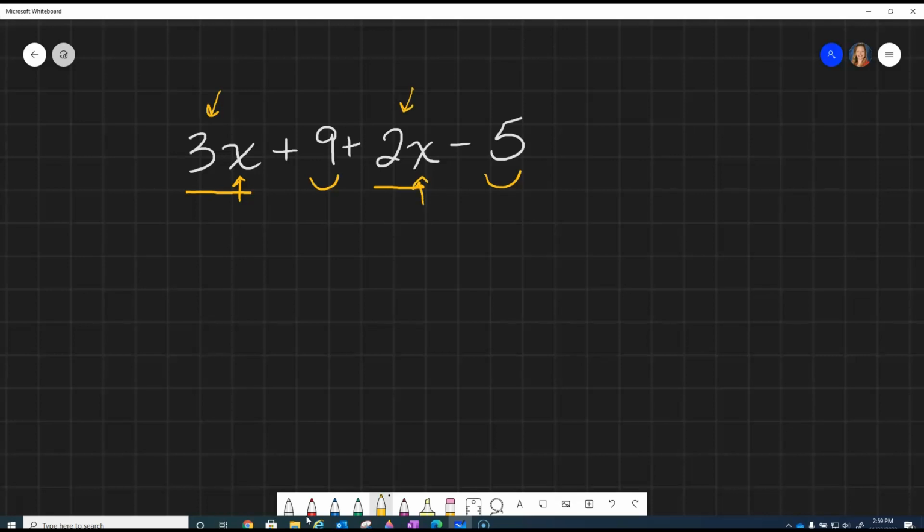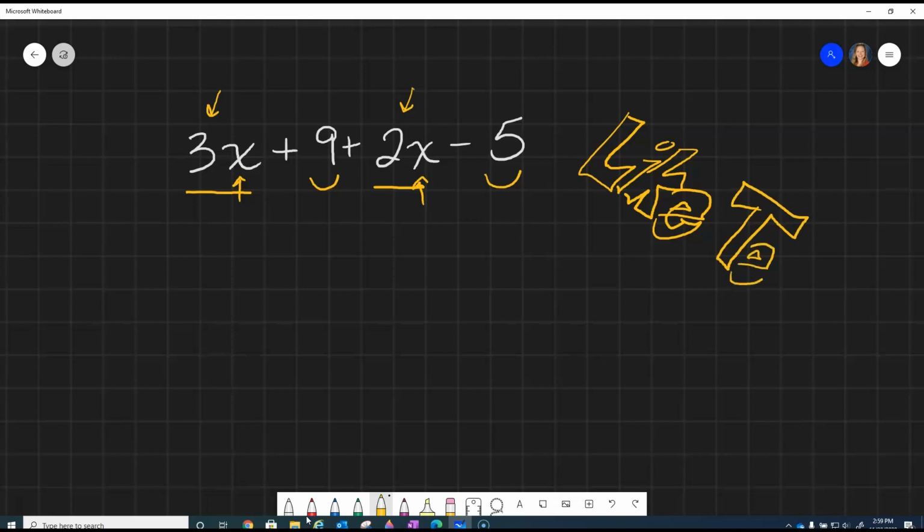I can only add or subtract like terms. Remember my awesome letters here? Like terms. Lion and the hippo don't mix. They don't hang out at the same parties. So you can't have the 3x plus the 9. It doesn't work. So I can do 3x plus 2x plus 9 minus 5.